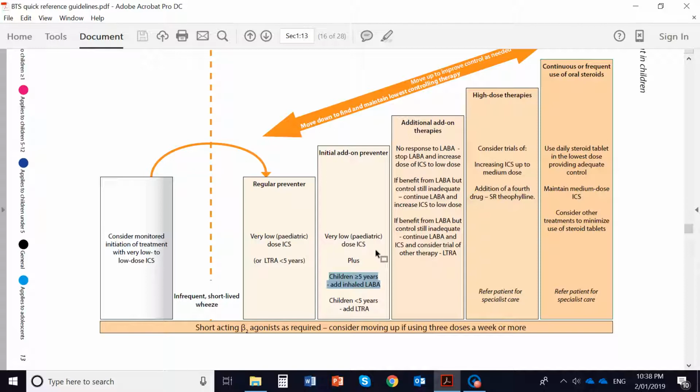If there is some benefit from LABA, but control is still bad, you continue using LABA and you increase the ICS from a very low dose to a low dose. If there is benefit from LABA, but it's still inadequate after using LABA as well as low dose ICS, then you use LABA and low dose ICS and add a leukotriene receptor antagonist when it wasn't already part of the treatment. But if it was part of the treatment, then you just increase the dose of inhaled corticosteroid to meet that strength.